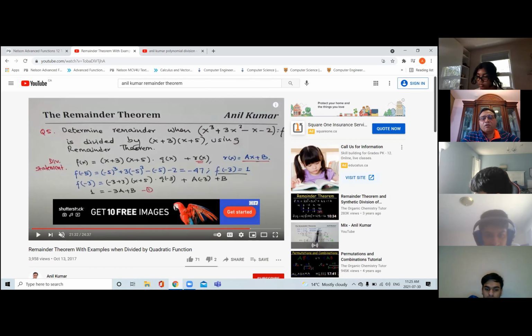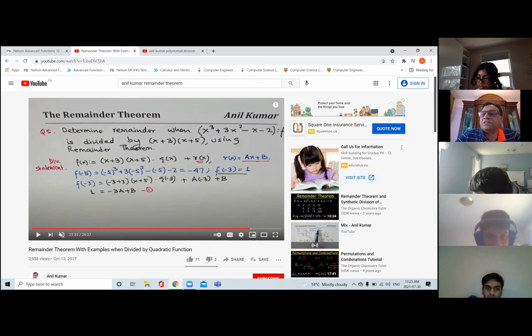Now look here. We have the division statement. Akshay, can you please read this division statement? Yes, sir. f of x equals x plus 3, x plus 5 times the quotient plus the remainder. We don't know what the quotient is going to be. We don't know what the remainder is. But we know the division statement, correct? Which is the divisor times the quotient plus the remainder.